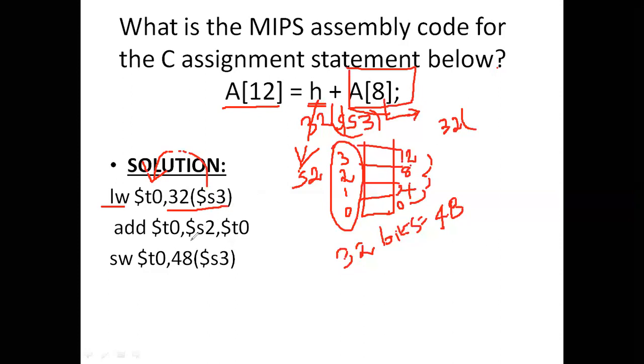So what about the addition? Add S2 and T0. You have to add the value of S2 and T0 and store it into the temporary register T0 again.